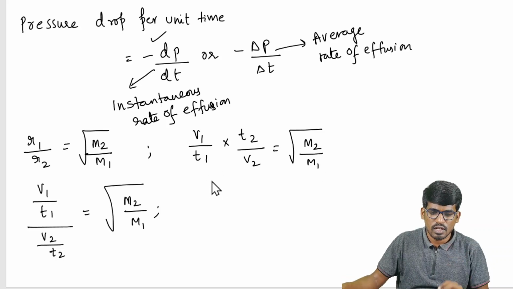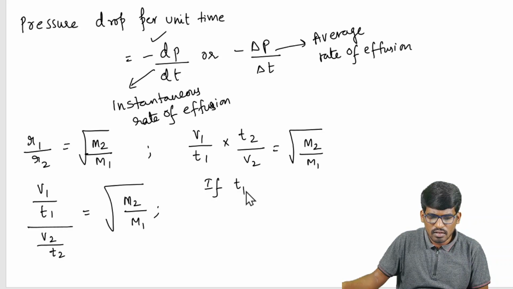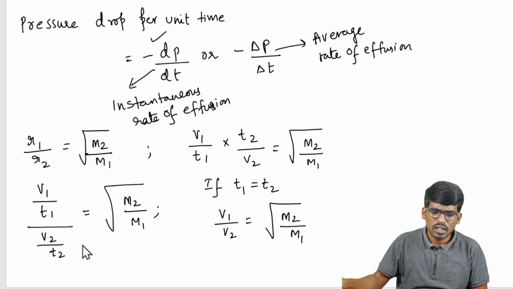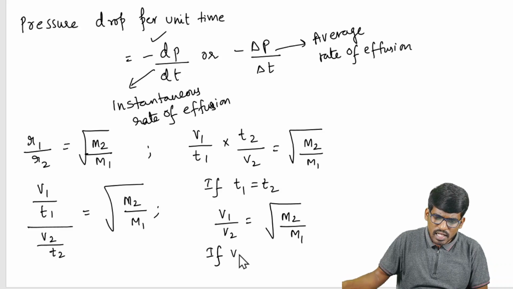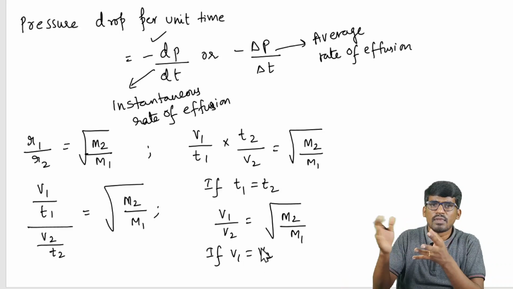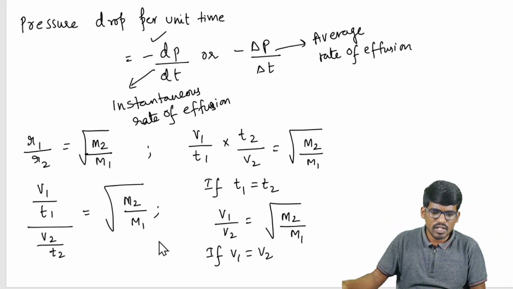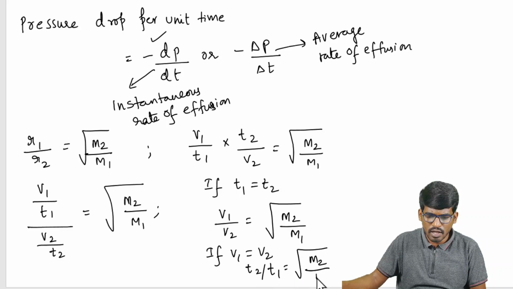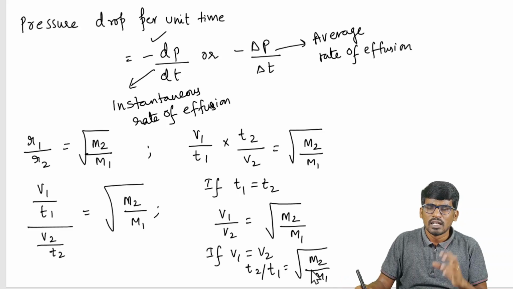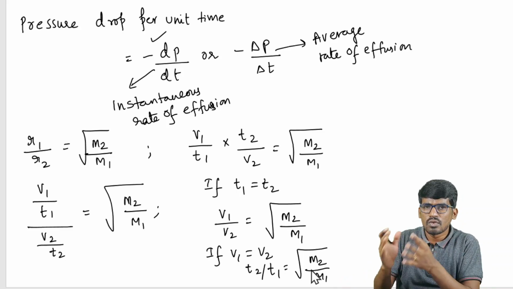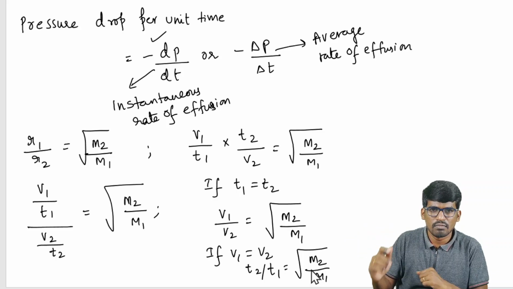For suppose if both gases are traveling in the same time, that is if T1 is equal to T2, I can write it as V1 upon V2 is equal to square root of M2 upon M1. Now if they are traveling the same distance, like the same volume they have traveled, both the gases, if V1 is equal to V2, then in that case I can write T2 upon T1 is in turn equal to square root of M2 upon M1. It all depends on the question, whatever it is going to give in the theory or in the numerical.